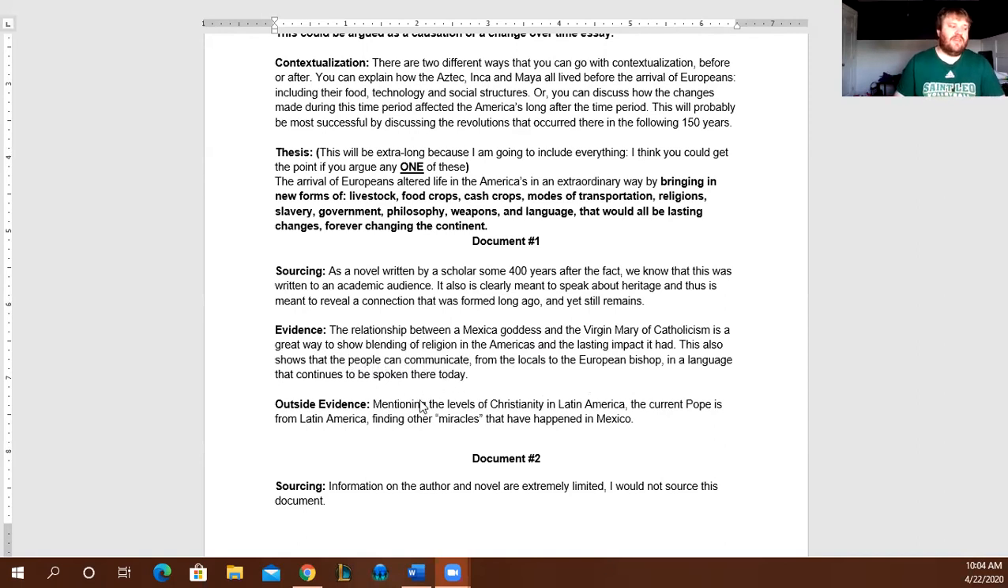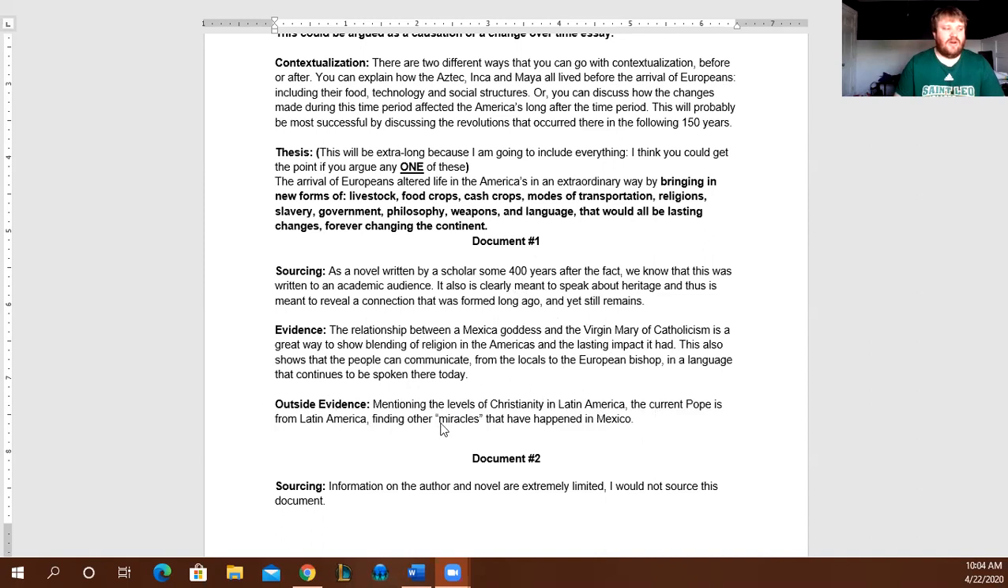For outside evidence, you can mention the levels of Christianity in Latin America. Latin America has by far and away the highest rates of Christianity in the world. It's not even close. The current Pope is from Latin America. He's from Argentina. Finding other miracles that have happened in Mexico, right? Identifying another incident where this happens.